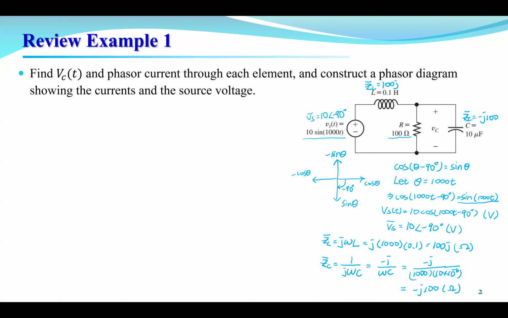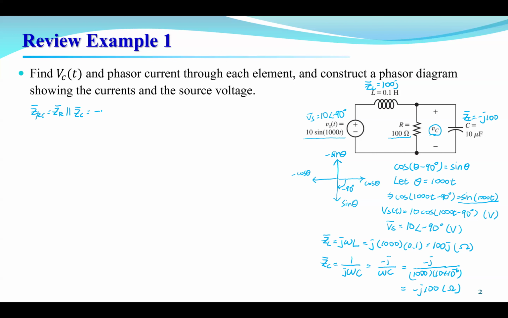So what do we need to find? We need to find the voltage across the capacitor, which is VC here. And so what I'm going to do is find the total impedance first. Okay, so the total impedance. First of all, we make R and C in parallel. So we calculate ZRC, which equals ZR in parallel with ZC.